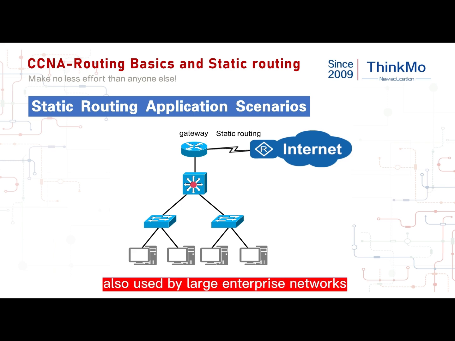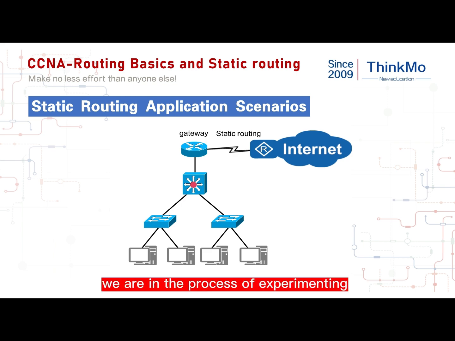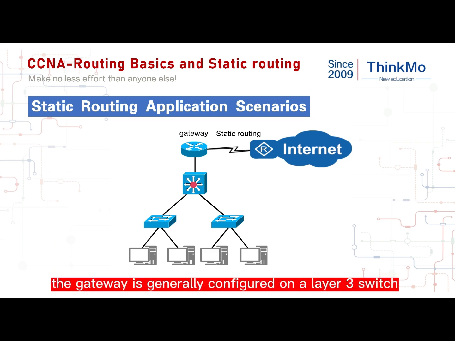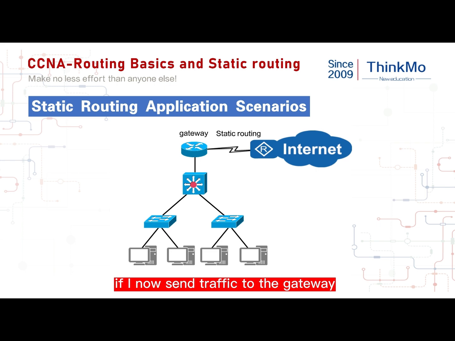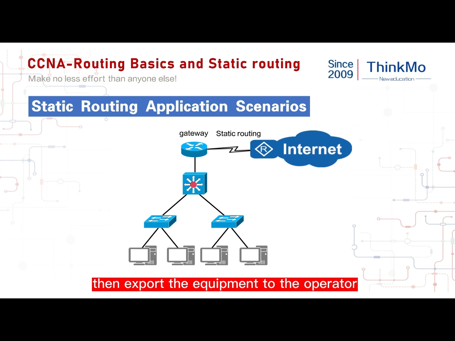It is also used by large enterprise networks, but not as the main method, because it will be more troublesome. As for the reason, we can discuss it during the experiment. Let's first look at this current terminal. Usually, the gateway is generally configured on a layer 3 switch. If I now send traffic to the gateway, then to the egress device, then the egress device sends it to the operator. This is the process of the flow.